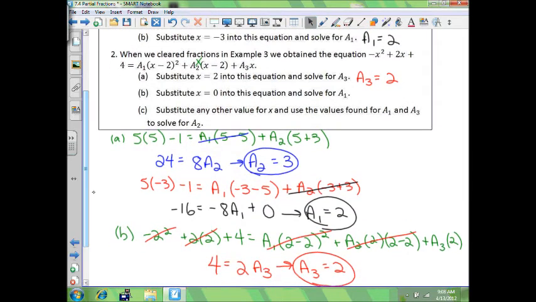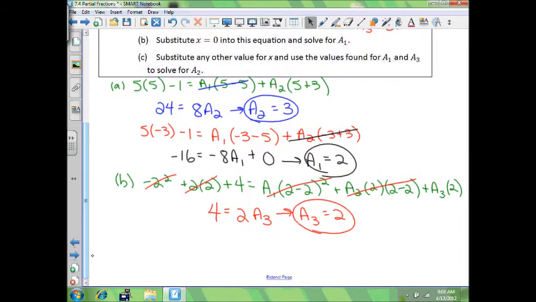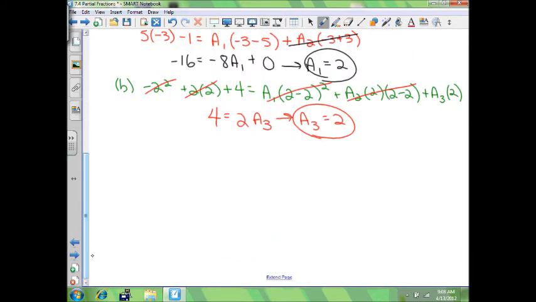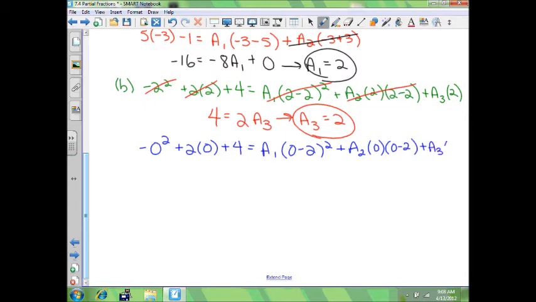Now, if we put 0 in and solve for a1, we'll get a lot of the same stuff. So negative 0 squared plus 2 times 0 plus 4 is equal to a1 times 0 minus 2 squared plus a sub 2 times 0 minus 2 plus a sub 3 times 0. Well, as you can see, this goes away, that goes away at 0, so I'm left with 4. a1 times negative 2 squared will be 4 a1. That goes away and that goes away. That means a sub 1 will equal 1.